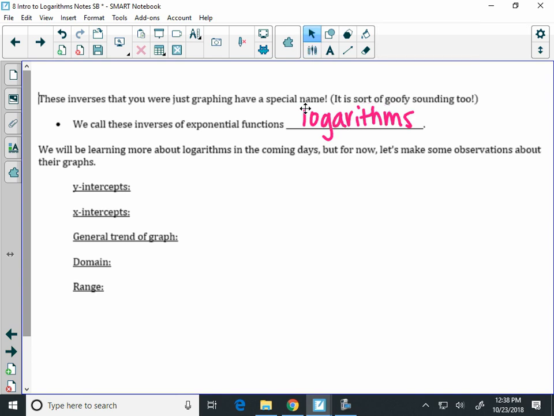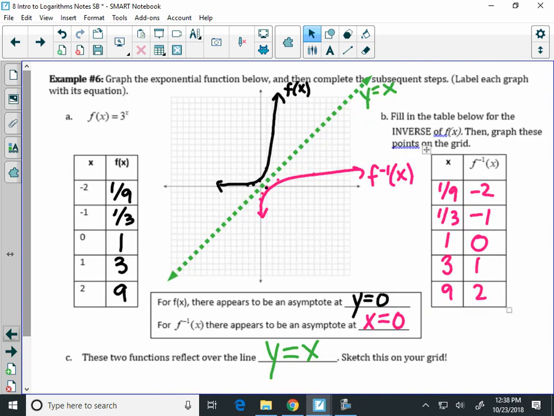Like when we did lines, when we found the inverse of a line, it was still a line. So it had the same name. The inverse of a quadratic function is a square root function. Here, the inverse of an exponential is called a logarithm. So let's talk about characteristics, and then we're almost done. We'll give you the definition of a logarithm. We'll be done for the day.